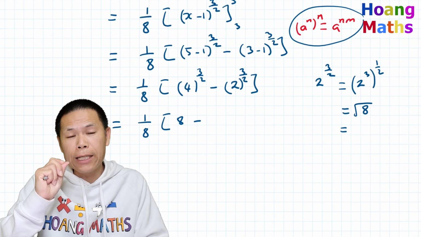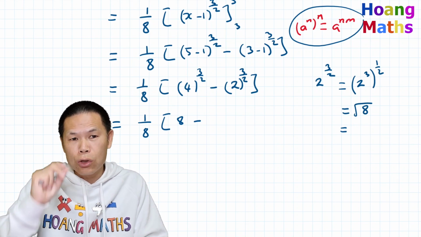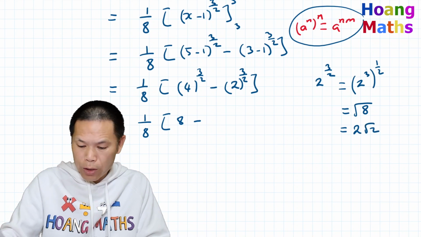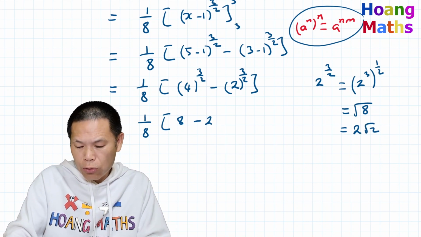And then we know that 8 is 4 times 2. So the square root of 4 gives me 2. So 2 square root 2. So that is minus 2 square root 2.